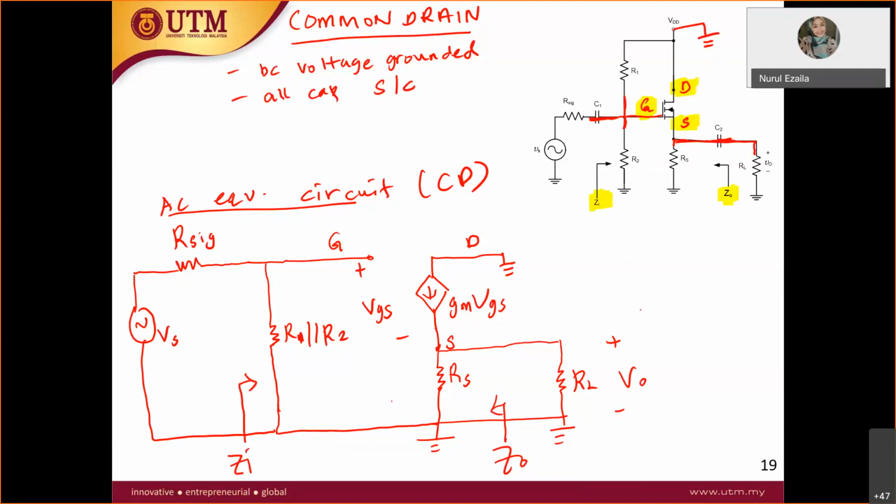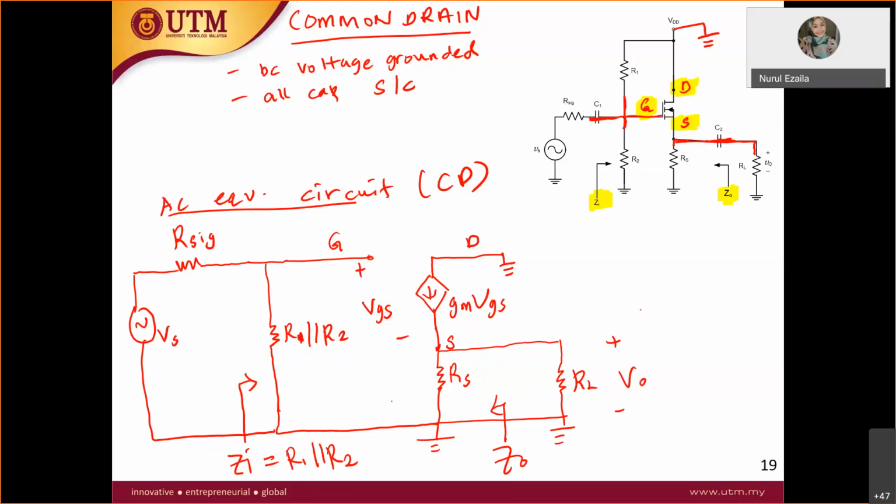Now let's do the analysis to find the Zin, Zout, as well as the AV. For the Zin, it is quite straightforward. Because there is an open circuit over here, like a break, Zin is just R1 parallel with R2.